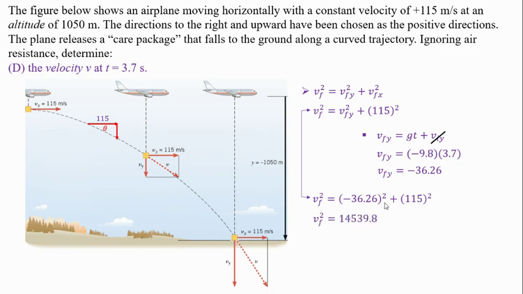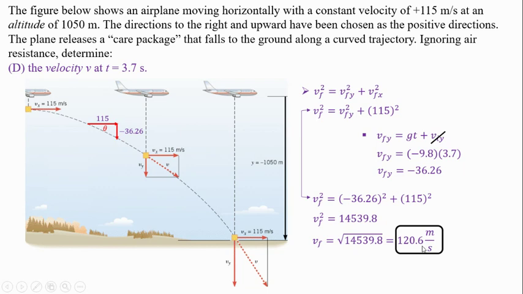And then if you do that, Vf squared is equal to 14,539.8 roughly. And then we need to square root both sides. Square rooting 14,539.8 gives you 120.6 meters per second. And that is your speed. Well, to find the angle, that's easy to do. We already found Vfy after 3.7 seconds is negative 36.26. So here in the diagram, I already know my horizontal vector, which is 115. I just found my vertical vector, which is negative 36.26. So there's that. Now that you have two legs, your horizontal leg and your vertical leg, just do the Pythagorean theorem. So if we do our Pythagorean theorem, we found that it was 120.6.